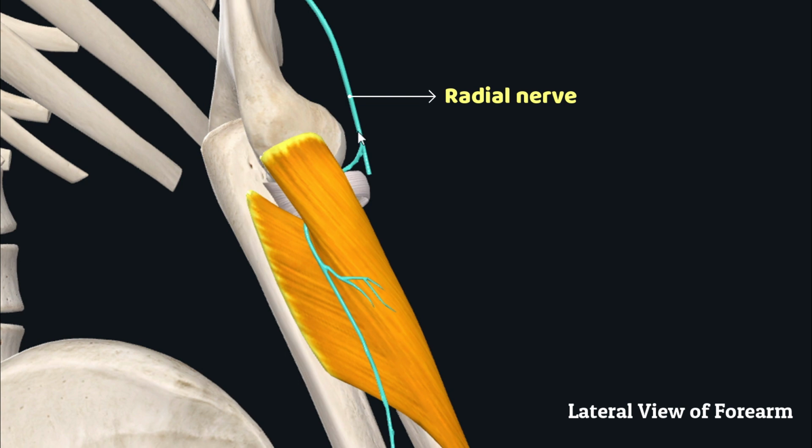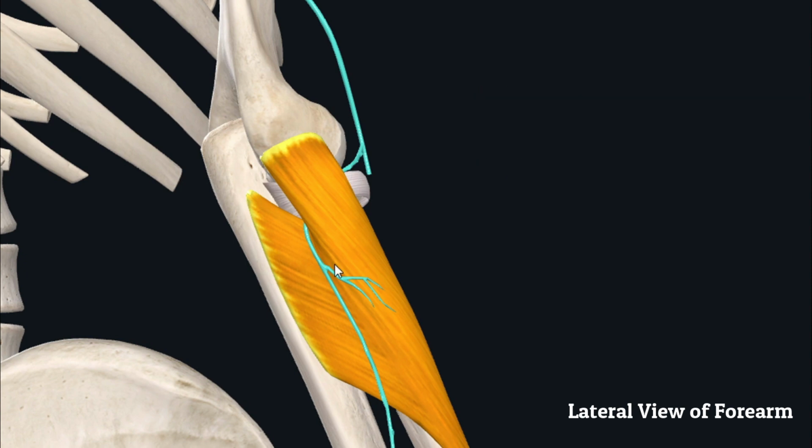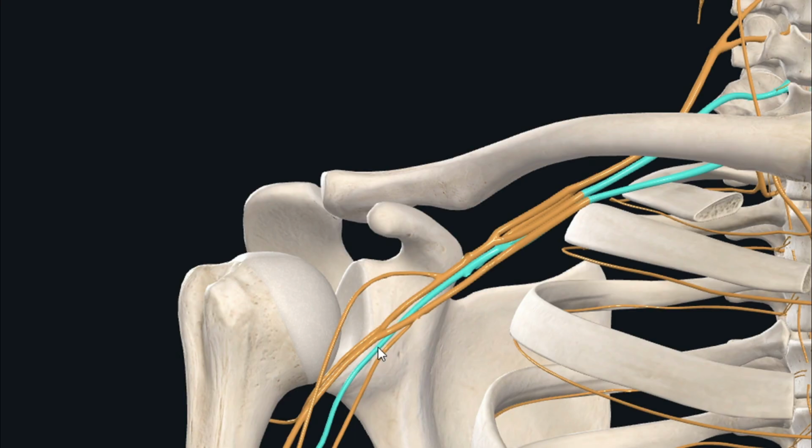is the radial nerve, which gives off this branch called the deep branch of radial nerve, also called the posterior interosseous nerve of forearm, while this nerve is the muscular branch to the supinator muscle, while the radial nerve itself arises from the posterior cord of the brachial plexus.